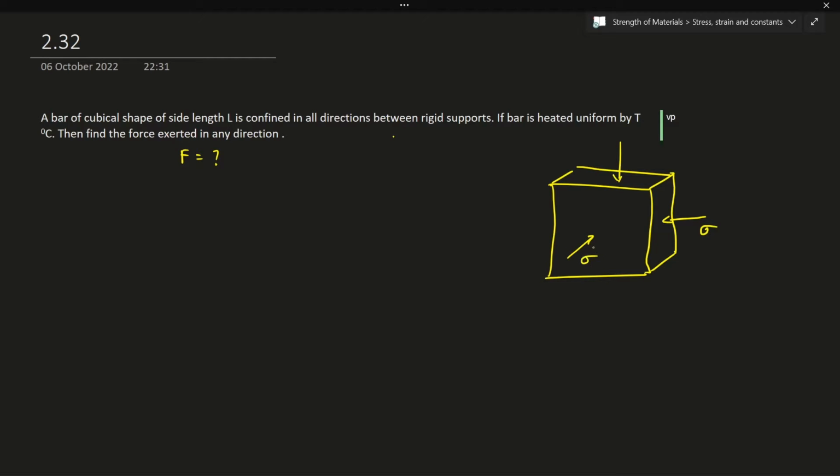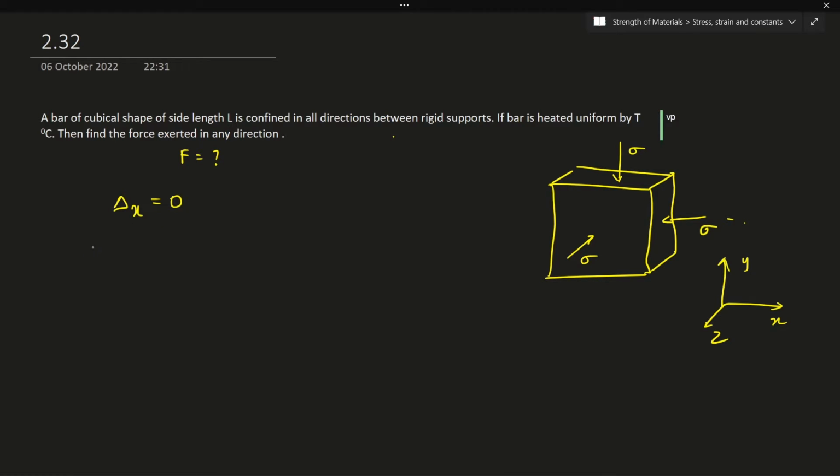All the three directions will have sigma because it is heated up uniformly. So I'll call the directions x, y and z. Now I'll only consider the x direction, because if I find out any one direction, all the directions will experience the same pulls. Right then, so let me only calculate the delta x. Again that will be equal to 0 because it is a rigid end.